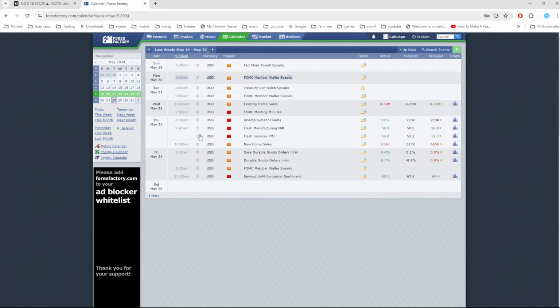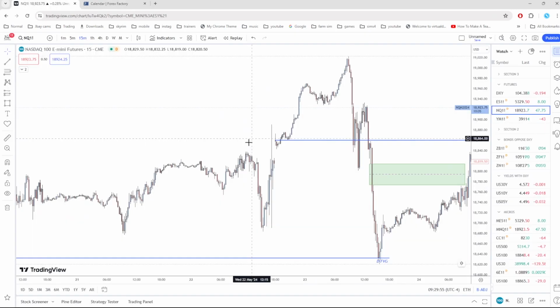So let's look at the calendar one last time. FOMC meeting minutes 2 p.m., 9:30, 8:30 unemployment, PMI number at 9:45 on Thursday. Let's go ahead and look at that one. Now, this particular one, 9:45 on Thursday.